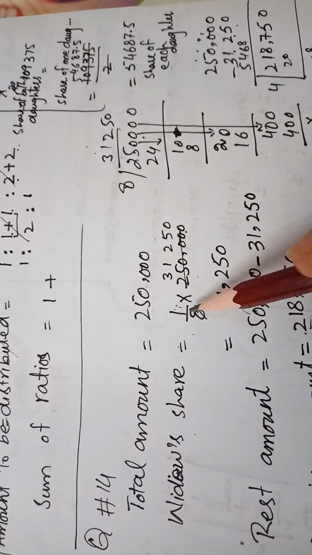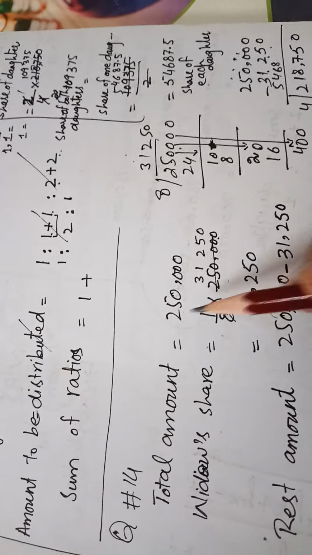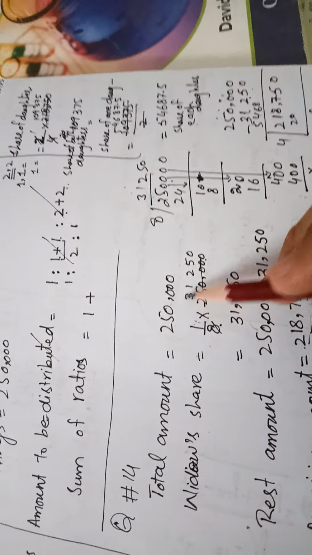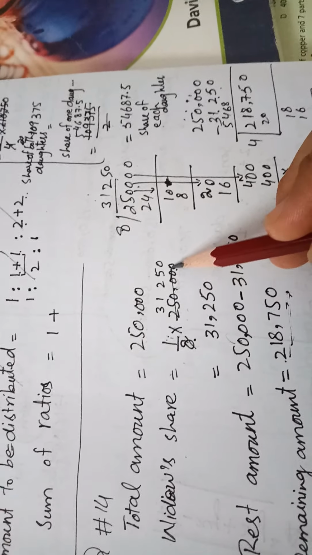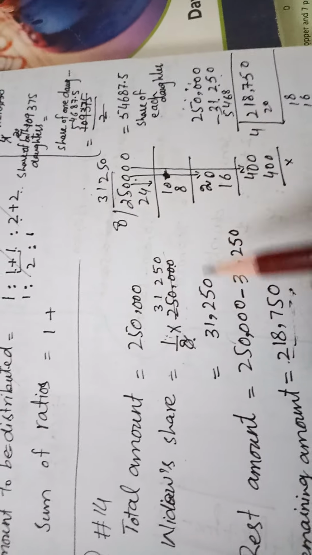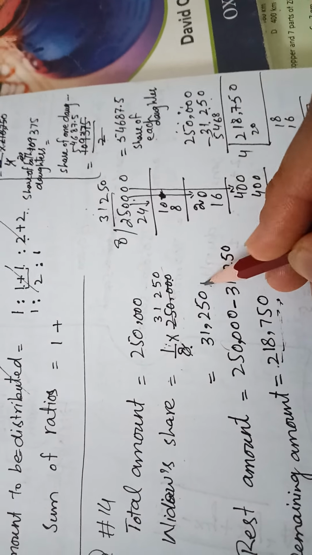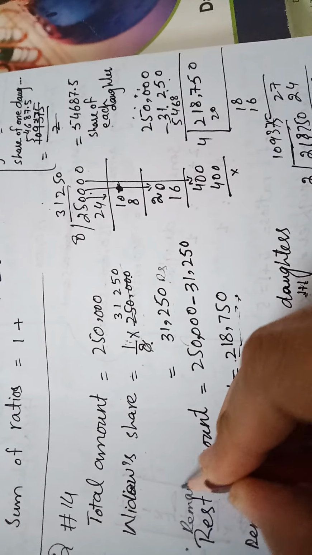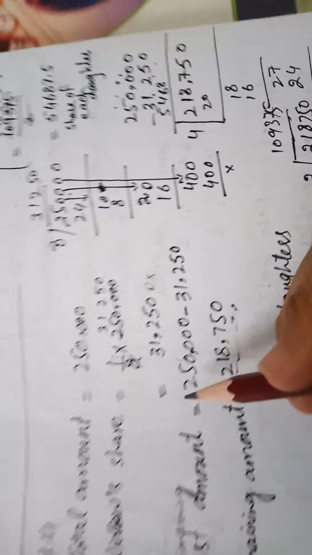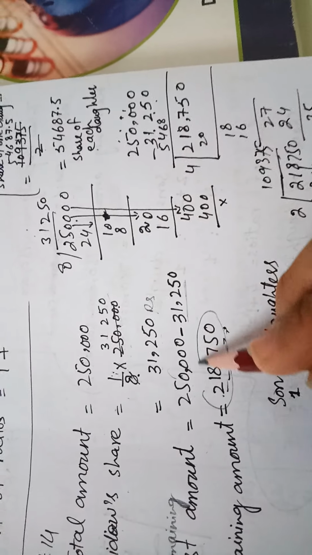First the wife will be given 1/8 part of the amount that was left, 250,000. So we will multiply 1 divided by 8 by 250,000. So these will be cancelled like this. So the widow's share will be 31,250 rupees. The remaining amount is 250,000 minus this 31,250.